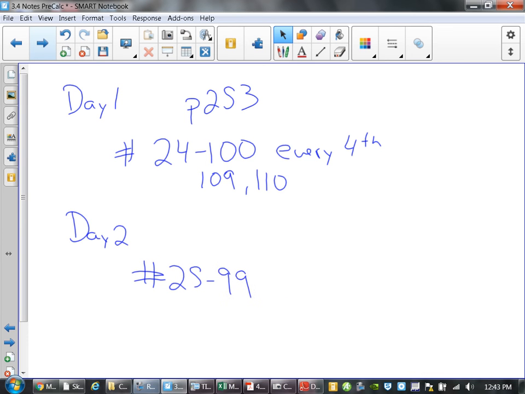I changed it. It's every 4th. It seems like a lot, but if you're going 24, 28, 32, 36, 40, it goes by real fast. Every 4th, go by 4. So it's 24 plus 4, plus 4.